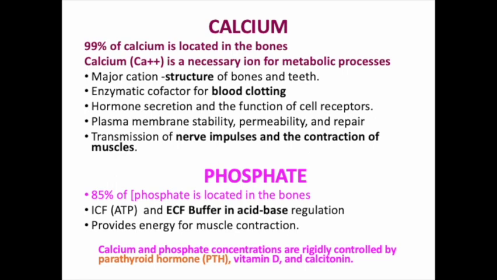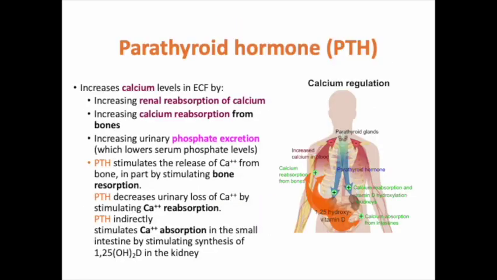There are three things that influence the calcium and the phosphate balance concentrations. These are the parathyroid hormone, vitamin D, and calcitonin. And we're going to go ahead and look at the parathyroid hormone. We're going to look to see how the parathyroid hormone influences the balance of calcium and phosphate.